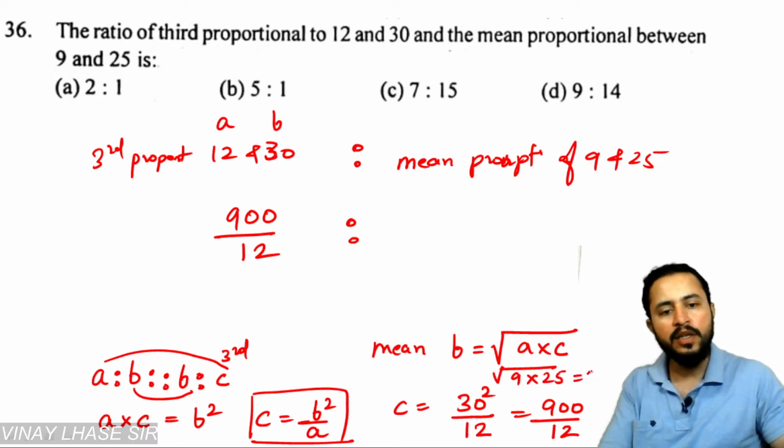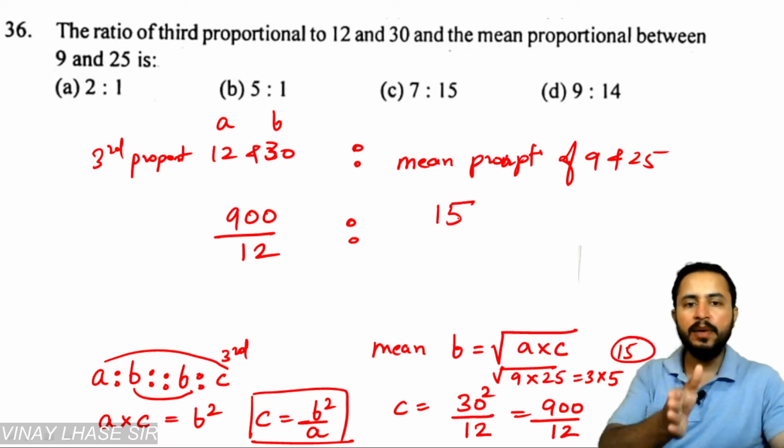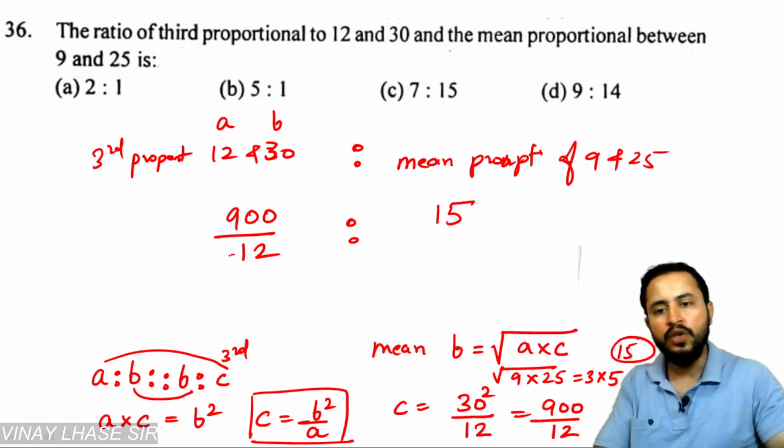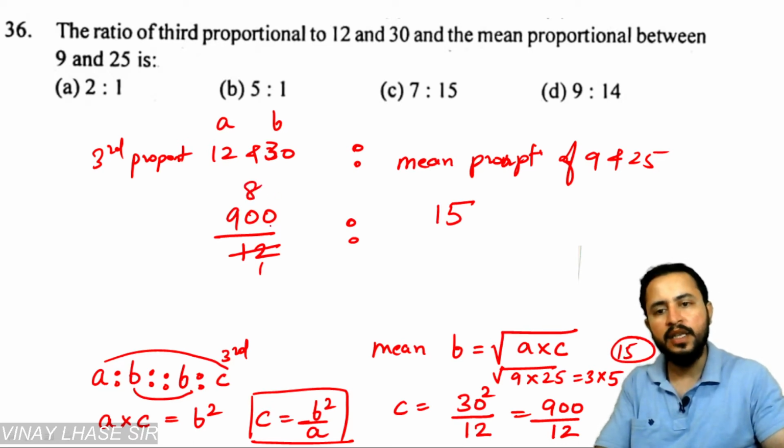Root of 9 is basically 3, and root of 25 is 5, 3 5 aapne bol diya sir, it is 15. So here we are getting something like 15. So ratio of 900 by 12 and 15, let's see this, 12 ones are 12, 12 7s are 84, 12 8s are 96, kitna bach gaya aapka, 4 bach gaya, achha 12 se cut nahi ho raha, it's okay, 3 se cut kar dete, 3 4s are 12, 3 3s are 9, 3 0s are 0, ye ho gaya cancel.